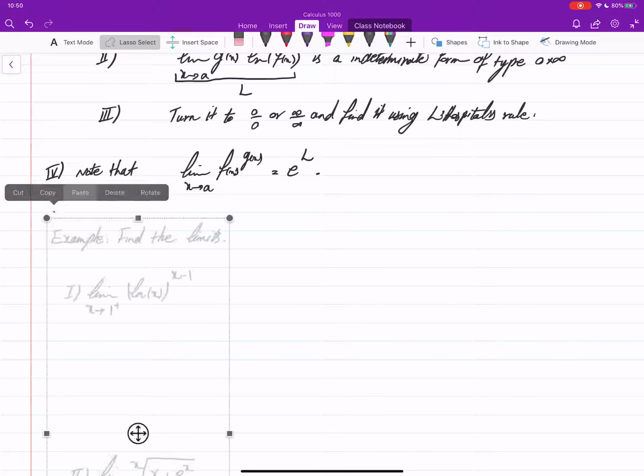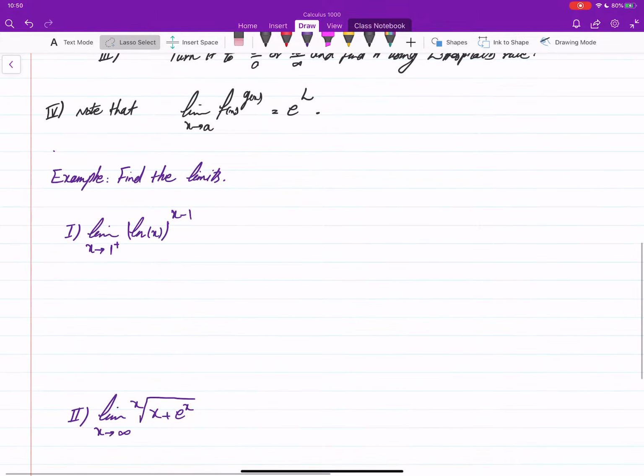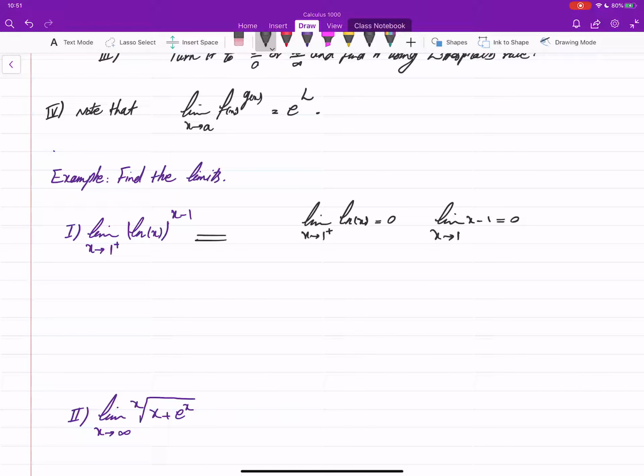Okay, paste. Find the limits. So we go one by one. Here, ln of 1 plus the limit of base is, well, ln of 1 is 0. And the limit of the exponent as x approaches 1 is 0. So what we have is a 0 to the power 0 case.